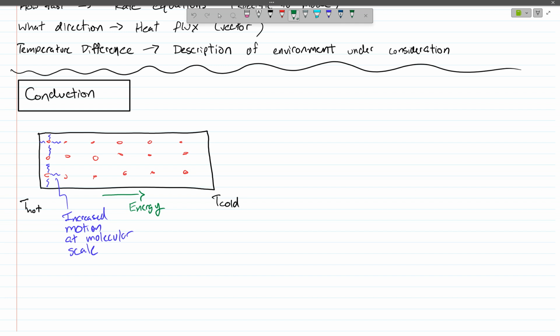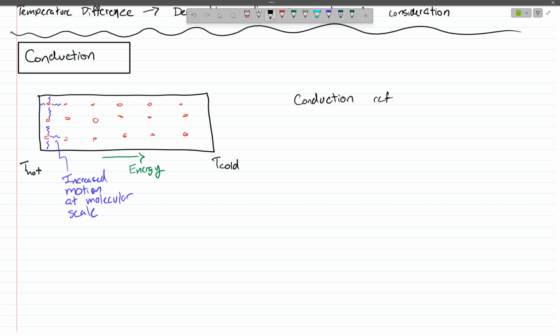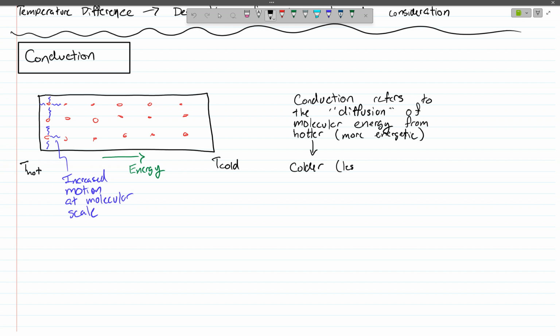And this process of conduction refers to what we call diffusion of molecular energy from hotter, right, so more energetic, to the colder, less energetic.